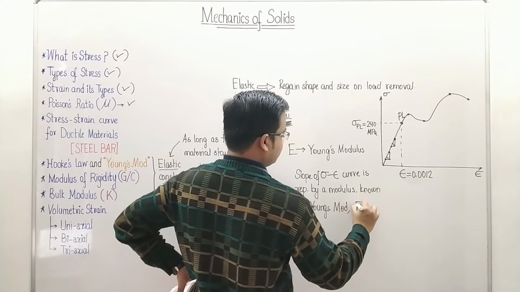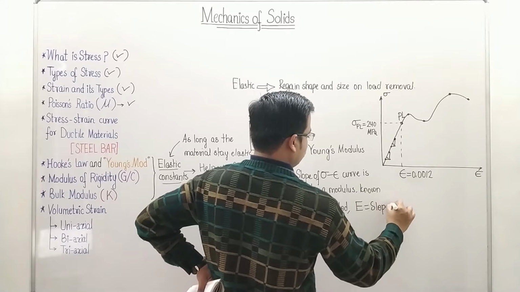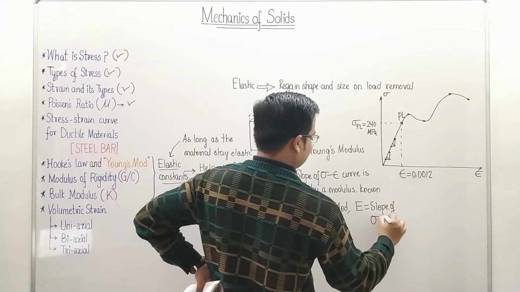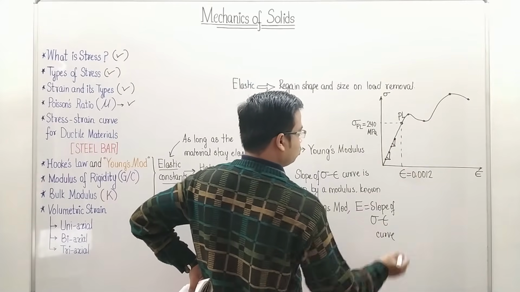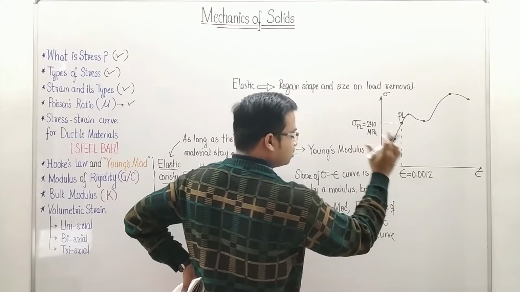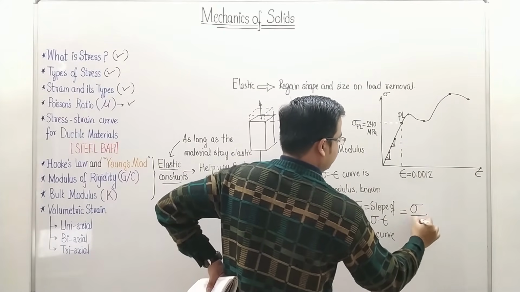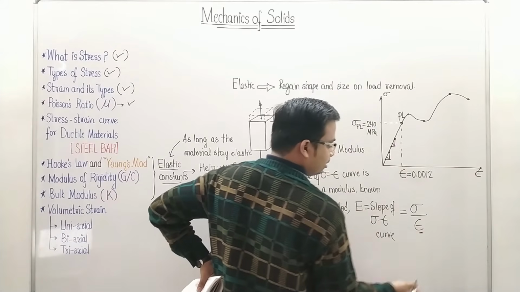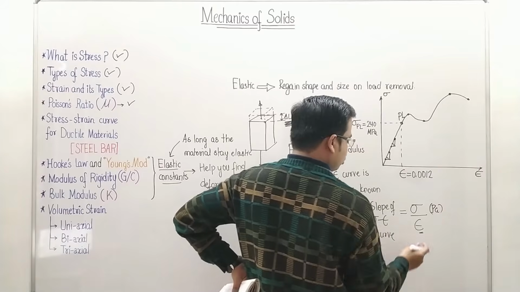Young's modulus is represented by E. E is equal to what? Slope of the stress strain curve. And you know very well, the slope is change in y divided by change in x, which is going to be equal to stress divided by strain. Now strain is actually unitless, and stress is in pascals, so the unit is going to be what?